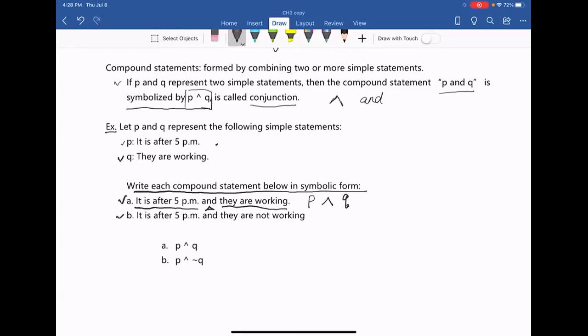Number B: it is after 5 p.m. This is still P, and they are not working. So this is not Q. This is the way to express English compound statements in symbolic form.